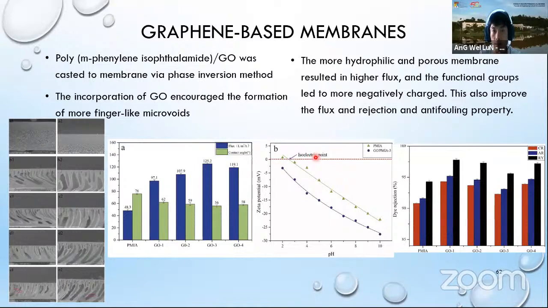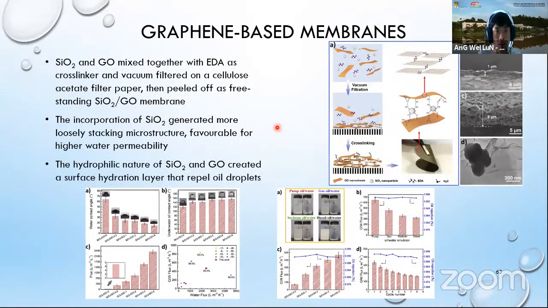Okay, and then we also can use the graphene oxide as a support material to incorporate other nanoparticles such as silica here. Okay, so silica and graphene oxide mix together and then they form a layer. In this case, they are trying to cross-link and form a layer on top of the surface, so you can peel it off. So this is actually a pure layer of graphene oxide silica, and then they use it for water filtration.